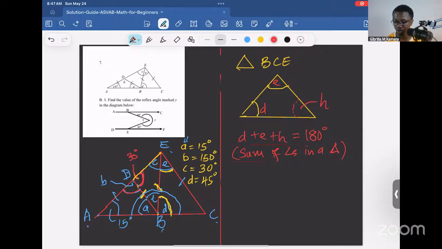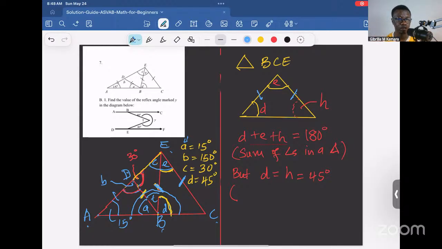So once we have that, we know D. But D is equal to H, which is equal to 45. Why? Because they are base angles of an isosceles triangle. So let me put what shows that they are equal. This was there, and this again was there from the original diagram. So it shows that D is equal to H.